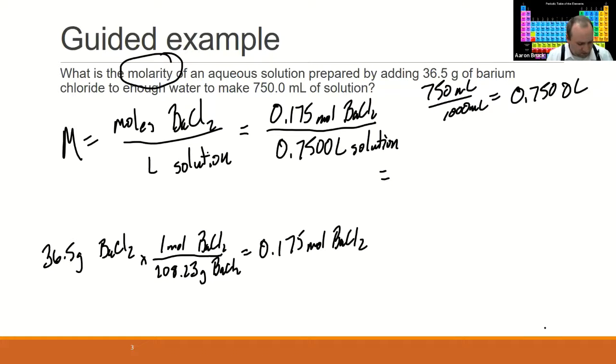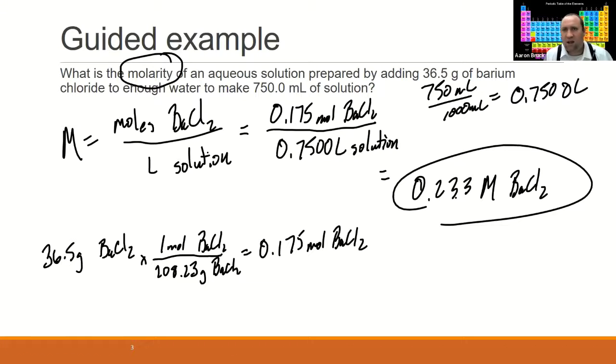And so 0.175 divided by 0.7500, to 3 significant figures, would give me a molarity of 0.233 molar barium chloride. That's the kind of calculation that we would want to do if we were trying to figure out the concentration of a solution just based off of raw materials. But again, that's really not the point here. The reason I bring this up now is I know that there's a pre-lab question of this type, and I wanted to make sure that you had an ability to do it.